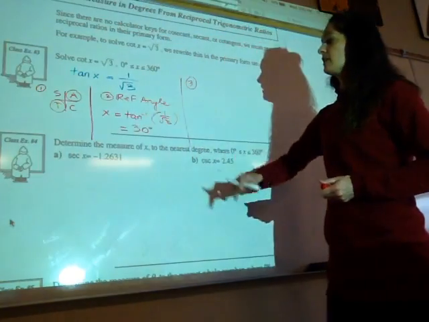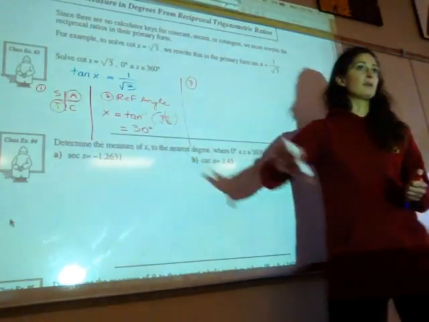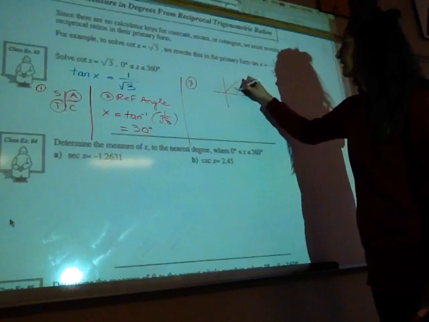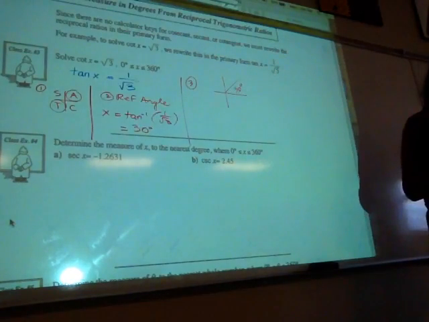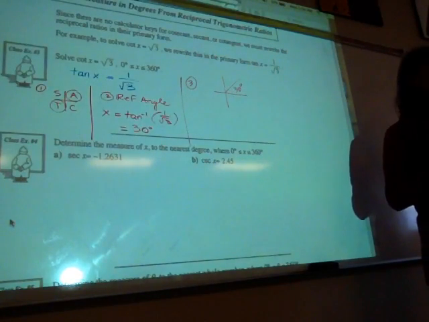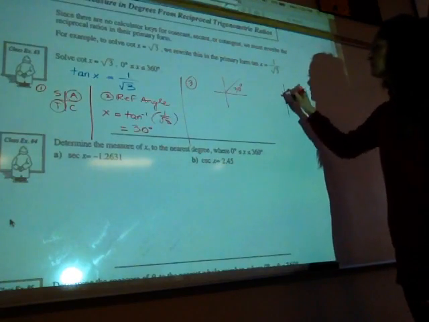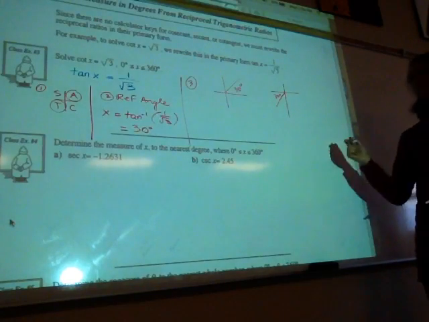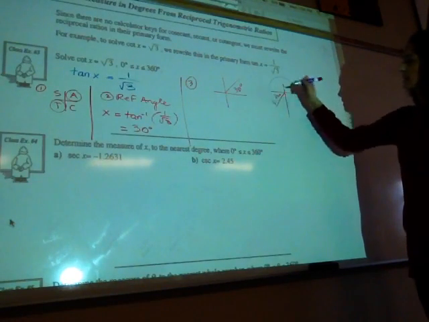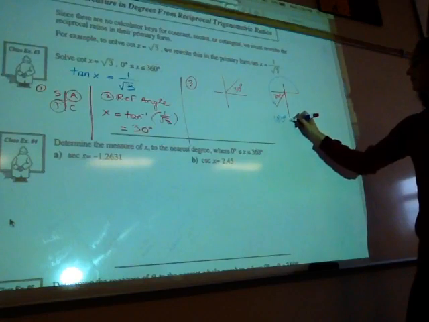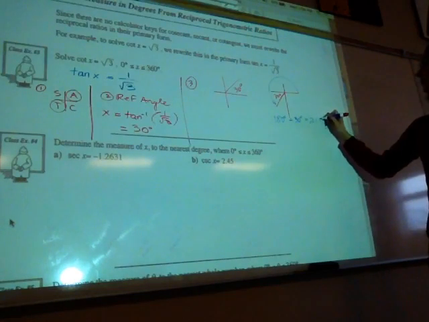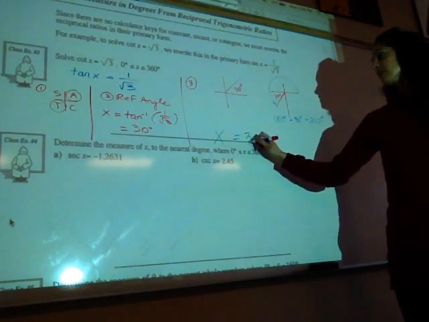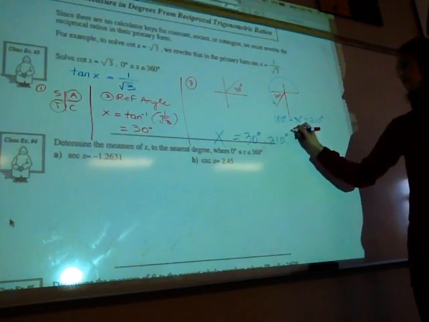And then step 3, we need to apply our reference angles in the appropriate quadrants. So in quadrant 1, if our reference angle is 30, our rotation angle is 30. Quadrant 1 is always nice, it's easy. And then in quadrant 3, if I apply a reference angle of 30 degrees, my rotation angle will be 180 degrees plus 30 degrees, giving me 210 degrees. So x equals 30 degrees and 210 degrees.